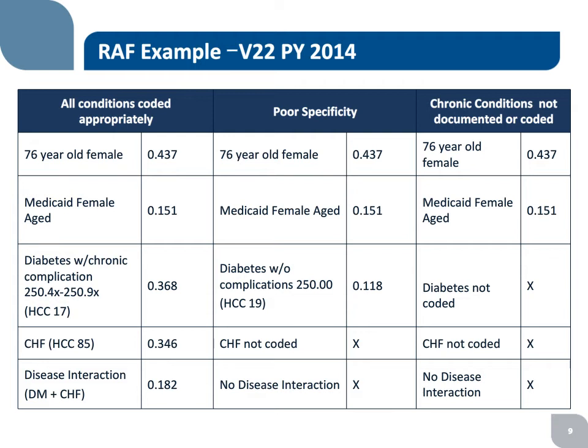But in the middle column, we just coded diabetes unspecified, 25000, and that has a RAF score of 0.118. So there's a big difference between whether they have a complication or they don't have a complication. And resources needed, it's also a big difference, right? Because we need a lot more resources if patients have complications, and diabetic ulcer, whatever it might be, more resources are going to be spent for those patients.